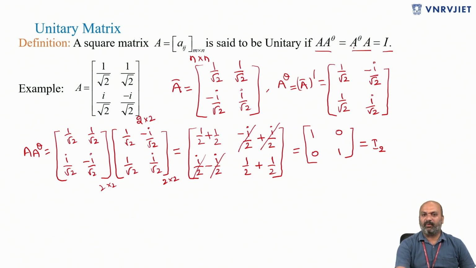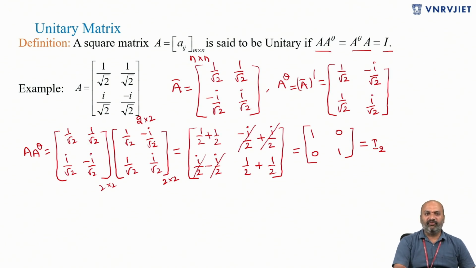Similarly, we can prove A theta into A is also I. I am leaving it as an exercise. So, A theta into A is also I. Therefore the matrix given here, 1 by root 2, 1 by root 2, I by root 2, minus I by root 2, is a unitary matrix.